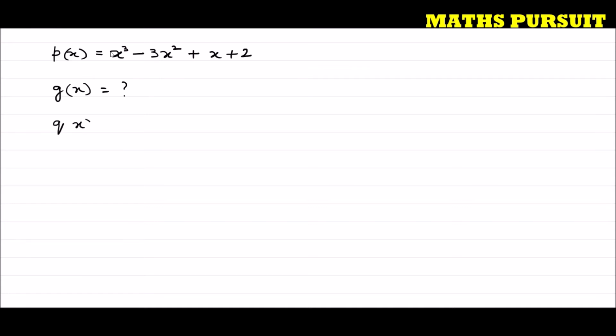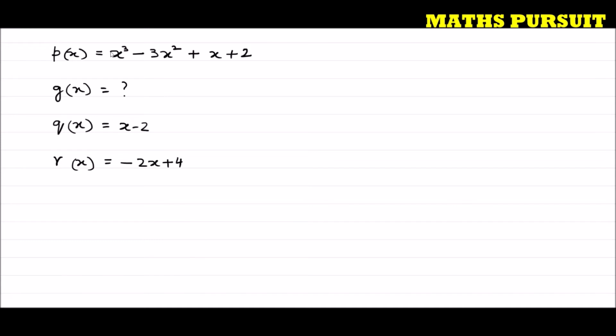Then let's come to q(x). q(x) is equal to x minus 2. And then the final one is r(x). r(x) is equal to minus 2x plus 4. So guys, these are the things that the question has given us, and the question has asked us to find out g(x).